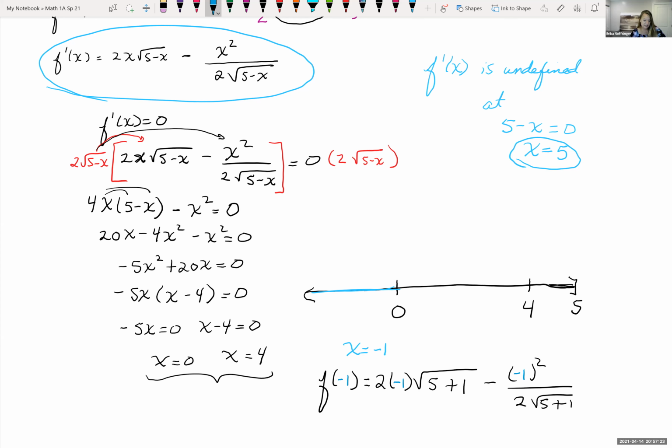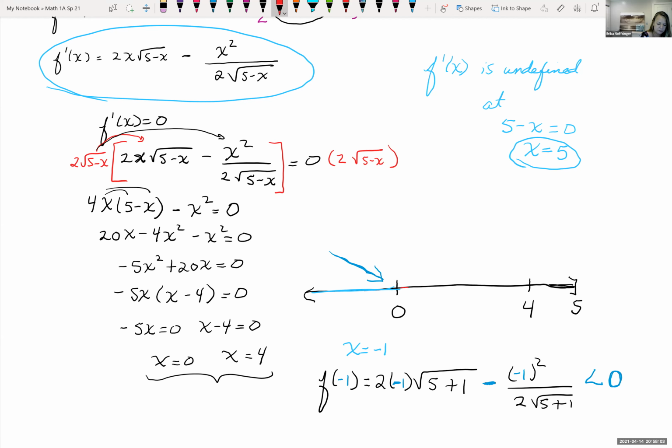If I think about this as positive or negative numbers, notice that that first term is a negative. It's 2 times -1. Notice that second term, when I square the -1, that's positive, but I still have this negative here. So if I plug this in, I don't care what the number is, I just care about the sign. I notice that I'll get a number smaller than 0. So if that's smaller than 0, that tells me that my function is decreasing on the left of x equals 0. So now you want to choose something between 0 and 4.